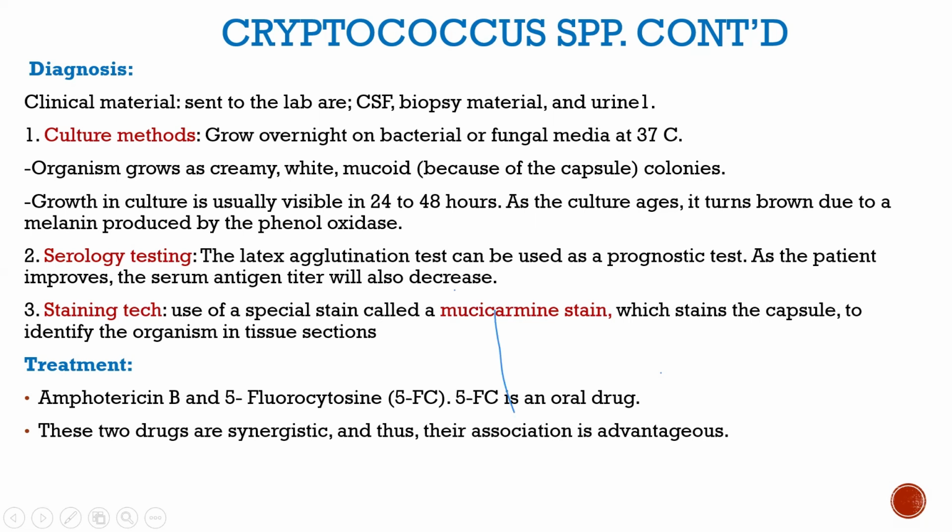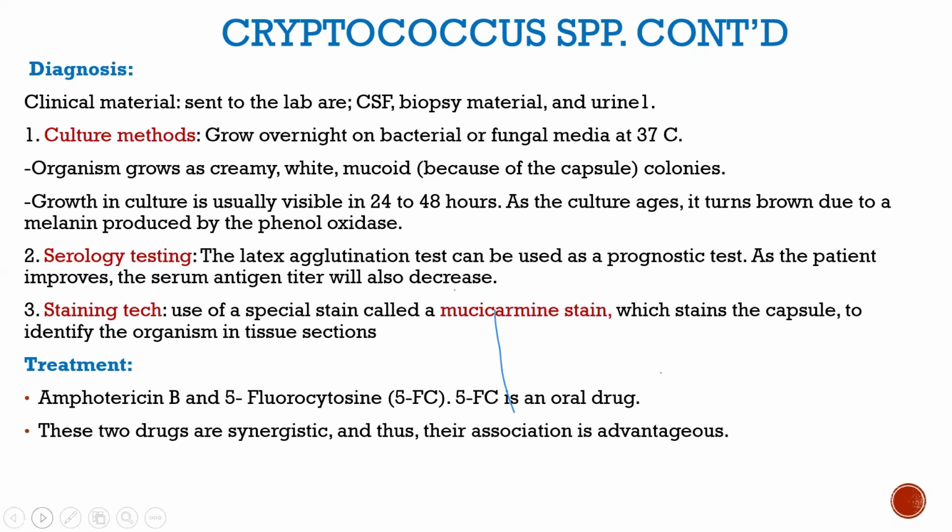So what about treatment? Treatment is still using antifungal drugs like amphotericin B and then 5-fluorocytosine, which is 5-FC, an oral drug. So you can use both these drugs together. You can recommend it to a patient that is battling with Cryptococcus neoformans because the two of them are synergistic. That is, they work together. If you recommend amphotericin B alone, it may not work as efficiently as recommending both of them. So it's always recommended that you recommend the two drugs at a time because they work synergistically.